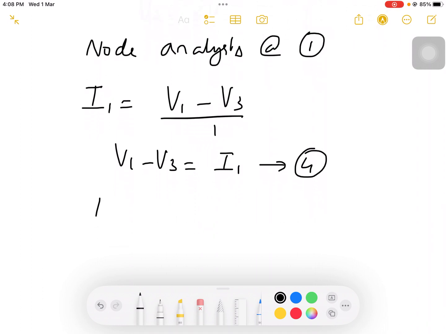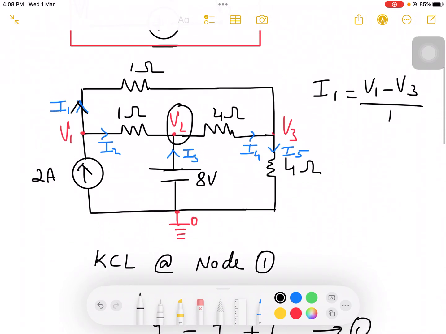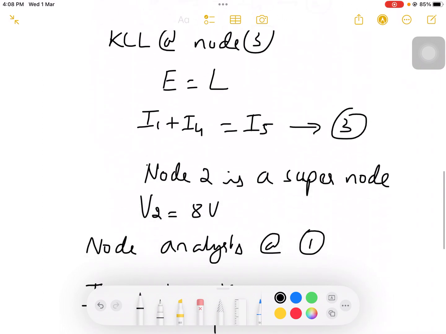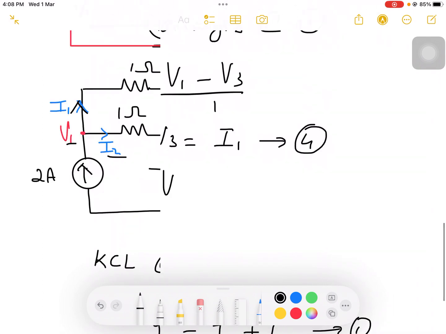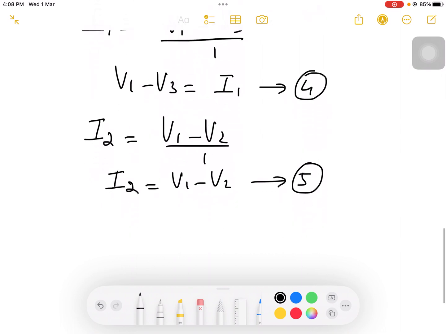Similarly, for the circuit I can write I2. If you go back to the circuit, I2 is here. I2 will be V1 minus V2 divided by, once again, 1, or I can write I2 is equal to V1 minus V2. Let me take this as equation number 5.